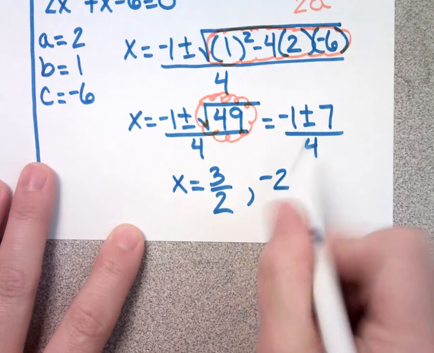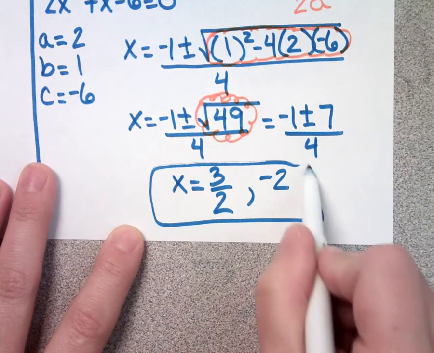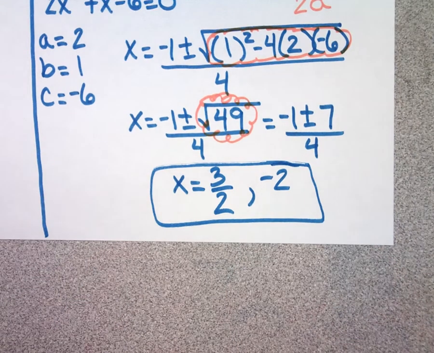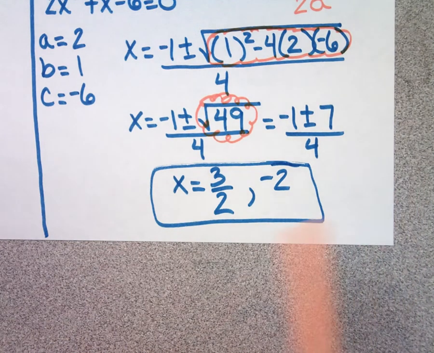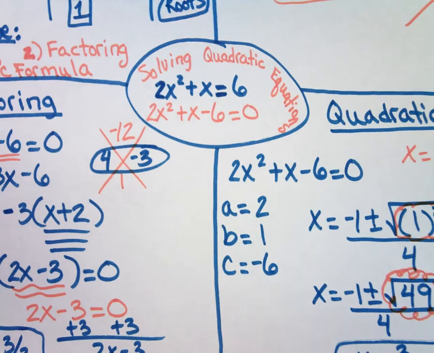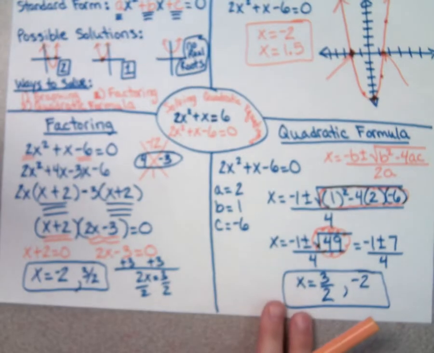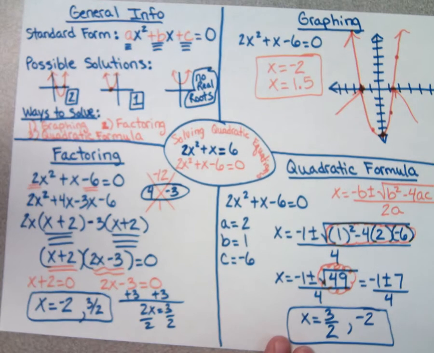Negative 2. So you can see that we get the same solutions no matter how we solve it, graphing, factoring, or quadratic formula. But, like I said the other day, you can't do all problems with graphing. You can't solve all problems by factoring. But you can solve every problem out there with the quadratic formula. So that's the whole point of learning the quadratic formula. And here we are. These are our 4 methods for solving quadratic equations.